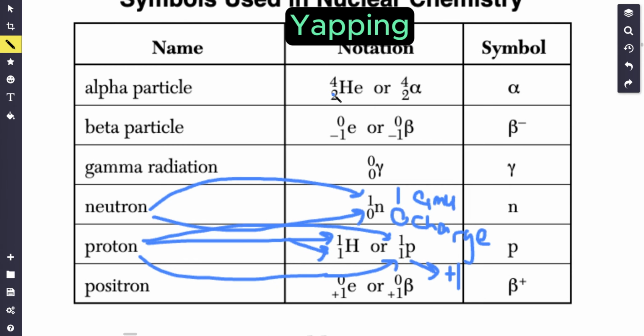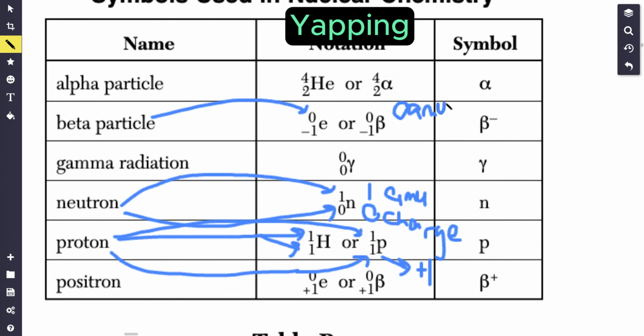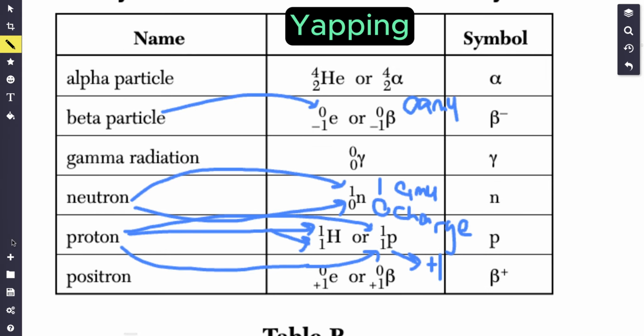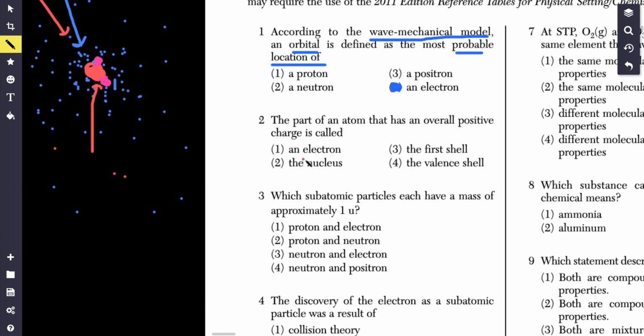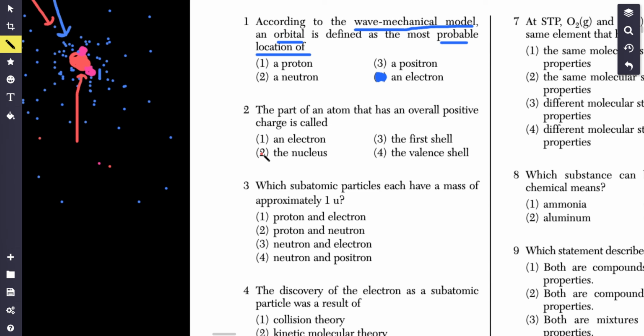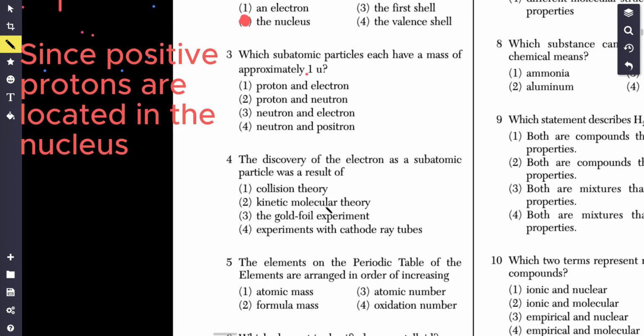For example, if I were to look at an electron, a beta particle, which is basically a fast-moving electron, notice how an electron has a weight of 0 AMU. It barely weighs anything compared to a neutron and a proton, basically 0, and it has a charge of -1. Anyways, I don't know why I'm spending so long on such an easy problem, but okay. So overall positive charge, that's going to be the nucleus.